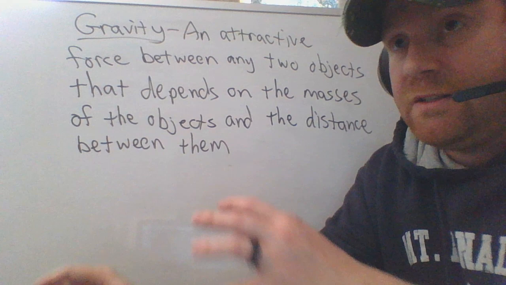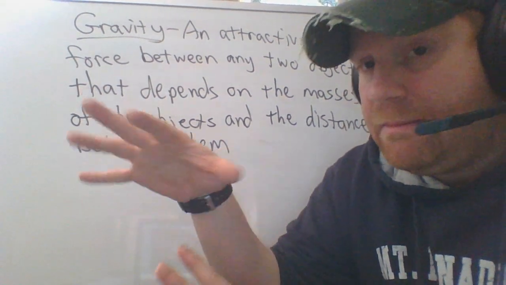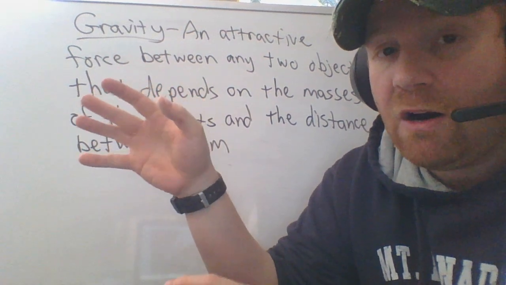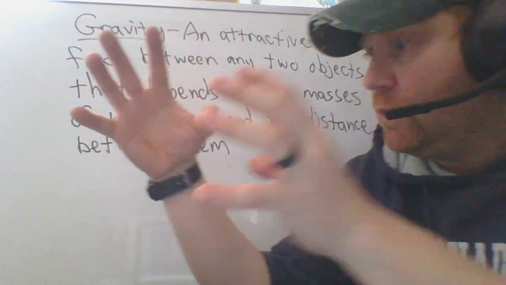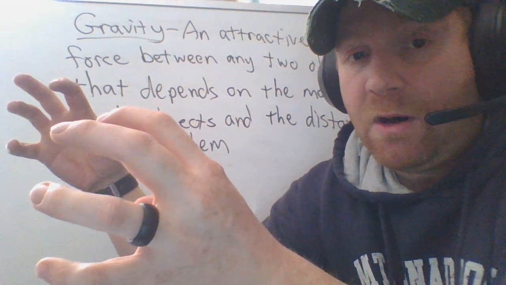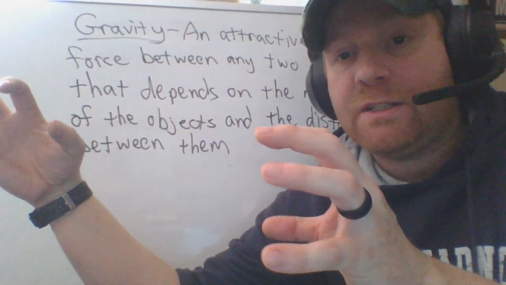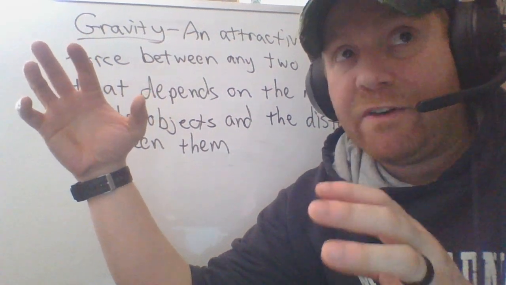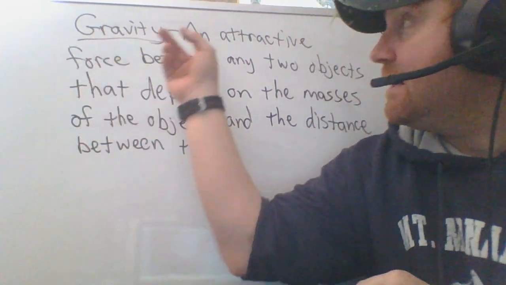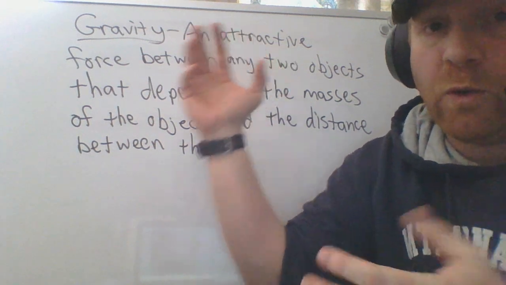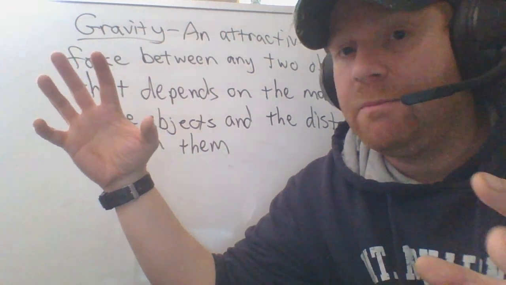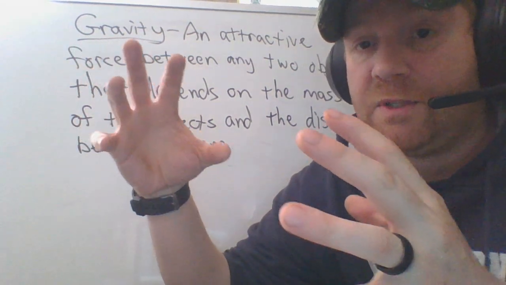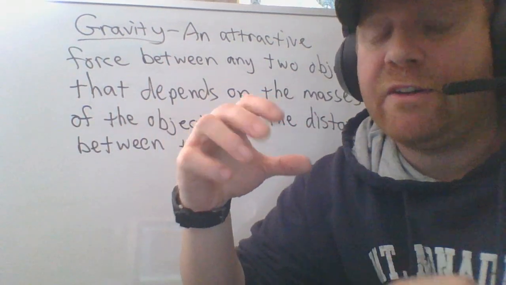I tell my students this: imagine you're in deep, deep, deep outer space, far away from any planets, any stars, and you get two basketballs, and you just slowly let them go. Gravity is a force of attraction, so the two basketballs would slowly, eventually come together. That's what gravity is.